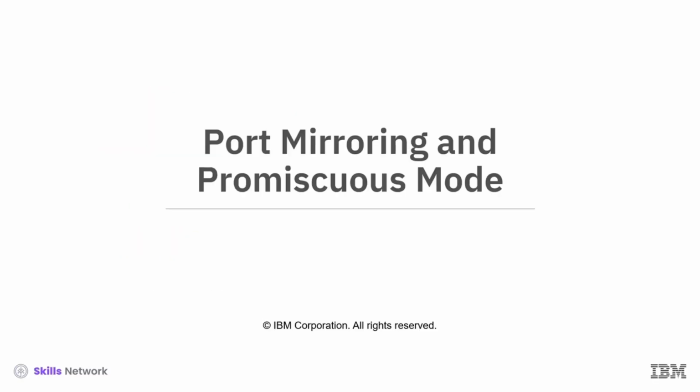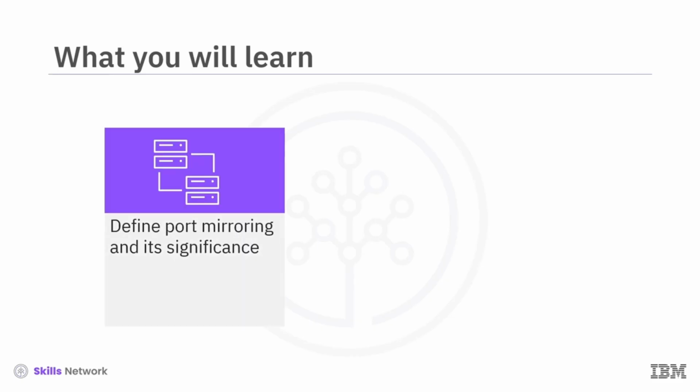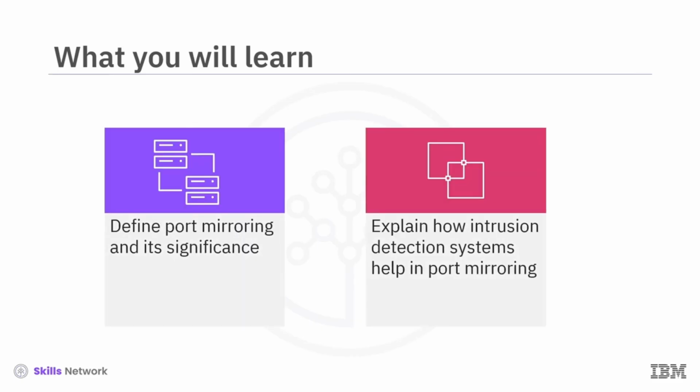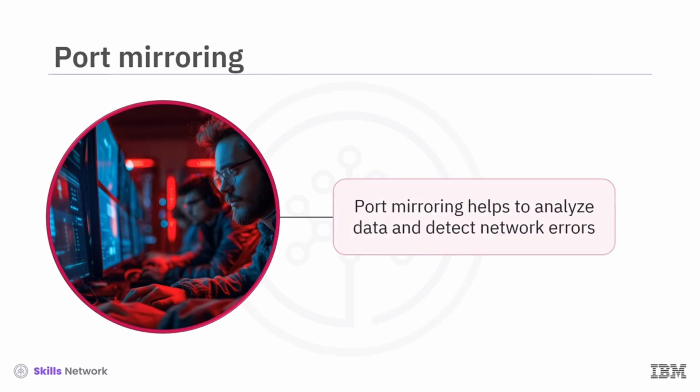Welcome to this video about port mirroring and promiscuous mode. After watching this video, you will be able to define port mirroring and its significance, and explain how intrusion detection systems help in port mirroring. With the rise in cyber attacks, network engineers and administrators need to constantly analyze and debug data to detect errors within the network. To do this effectively, they use a technique called port mirroring, which helps administrators monitor network performance and generate alerts when problems occur. Let's discuss this in detail.